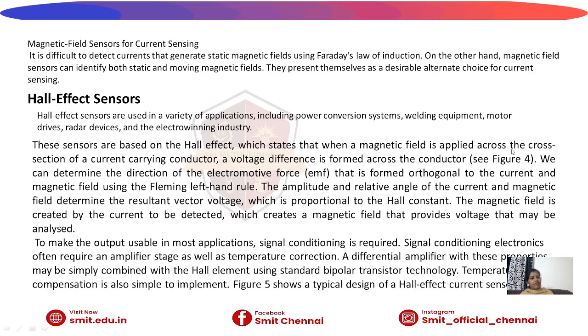Next one is the magnetic field sensor for current sensing. It's very difficult to detect a current and generate a static magnetic field using Faraday's law of induction. On the other hand, a magnetic field sensor can identify both static and moving magnetic fields, so it presents itself as a desirable alternative choice for current sensing.